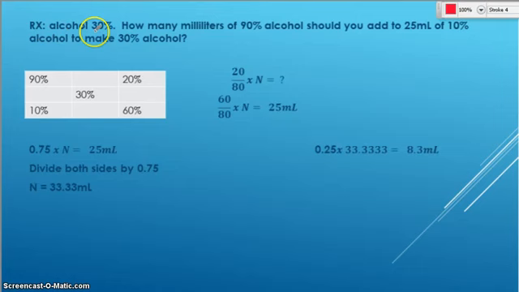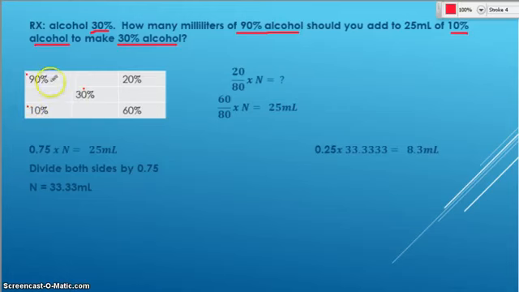The prescription calls for alcohol 30%. That's what we're making. And the question says how many milliliters of a 90% alcohol should you add to 25 mils of a 10% alcohol to make 30%. So we're making 30%. That's what goes in the middle. We're using a 90% and a 10%. So far everything's just the same.